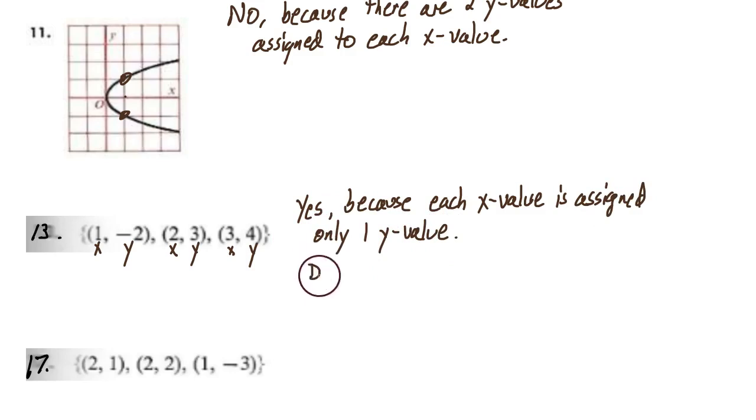Because it's a function, we're going to find the domain and range. The domain is a list of all the x coordinates. There's a 1 and a 2 and a 3. The range is a list of all the y coordinates. There's a -2 and a 3 and a 4.